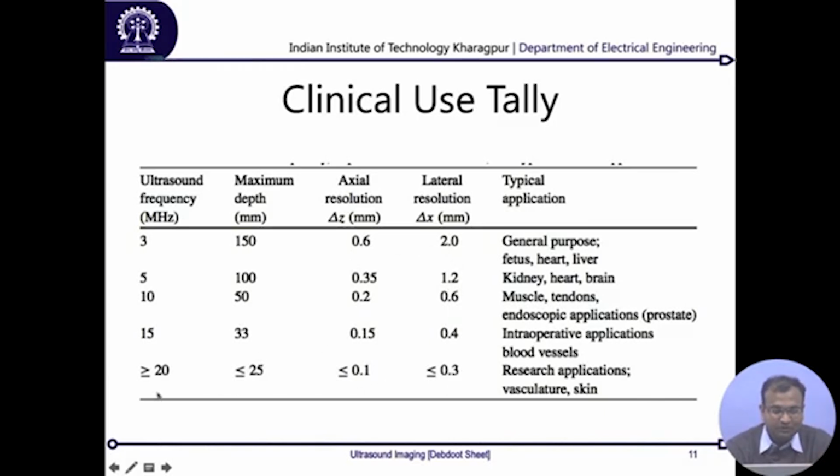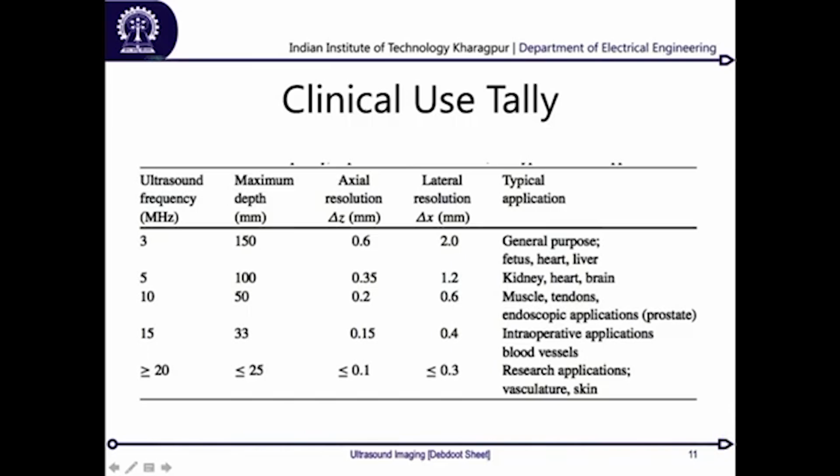So, frequencies of 20 or greater are mostly for research applications and for vascular and skin applications. There are particular imaging modalities called intravascular ultrasound, where you use frequencies higher than 20 megahertz, something like 40 megahertz or 63 megahertz, which offer a much higher resolution but for a much smaller depth, because the thickness of an artery is much smaller.